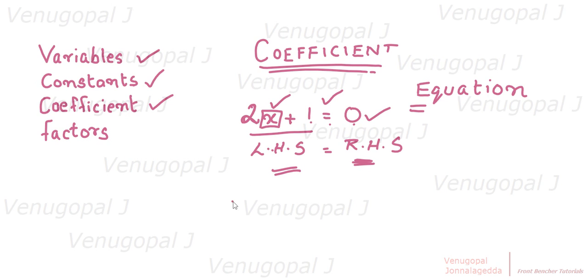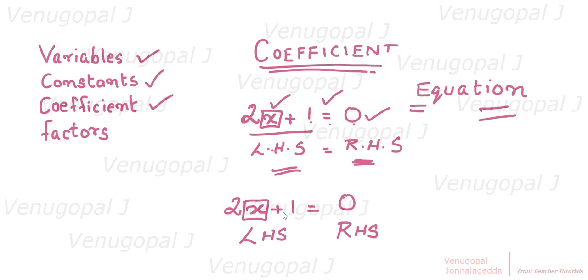Understood? So telling you again, 2x plus 1, this is the left hand side. There is some value of x, since x is a variable, where this left hand side becomes equal to the right hand side. Understand? That is an equation. See, a simple equation has so many things in it.